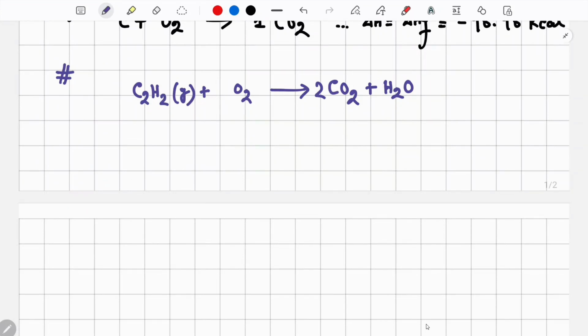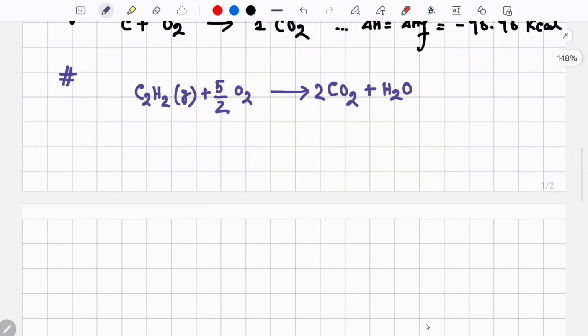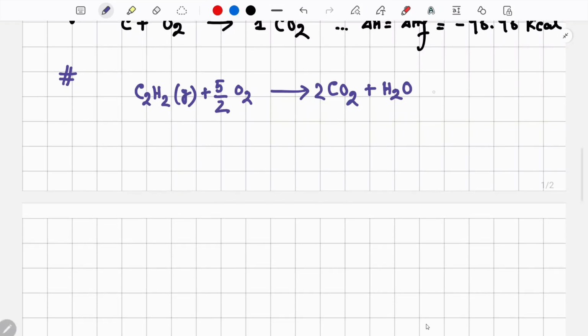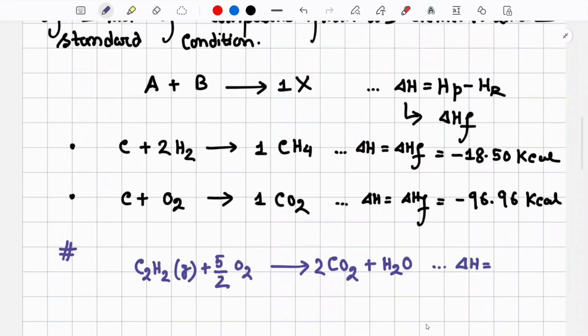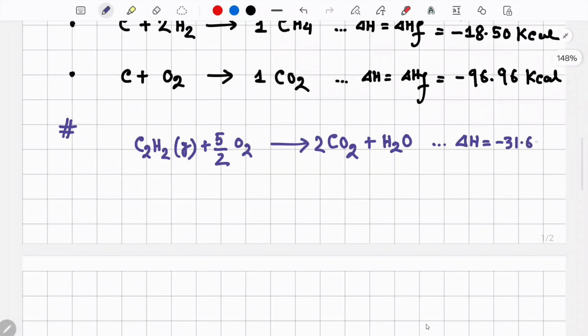Now it will be 5 by 2. 5 by 2. Okay, 5 by 2. So what will be the delta H for this reaction that is given in the question? 31.62 kilocalorie. Okay, so minus, all in kilocalorie per mole.